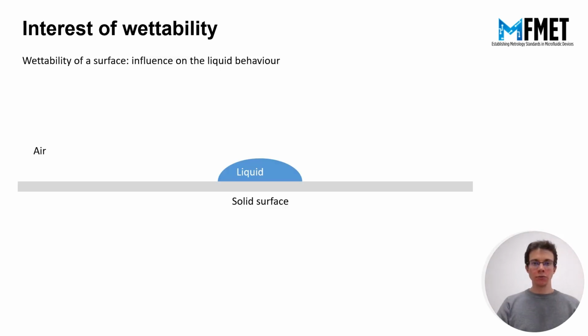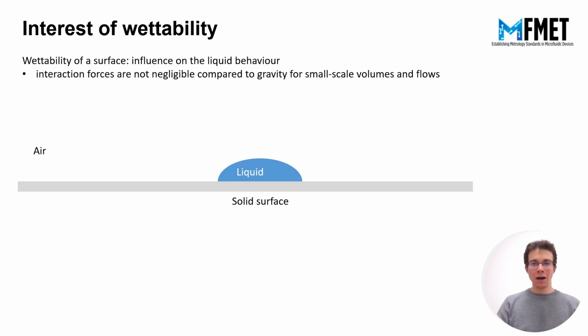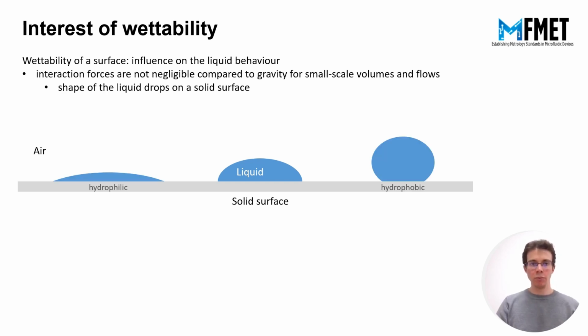Let's first define the interest of wettability. It helps explain the liquid behavior when it is in contact with a solid surface. Large quantities of liquids are mainly influenced by gravity, but the interaction forces are not negligible anymore for small-scale volumes. For instance, the shape of a drop of liquid is very different depending on the wettability of a surface. It will be very flat for a hydrophilic surface and almost spherical for a hydrophobic one.